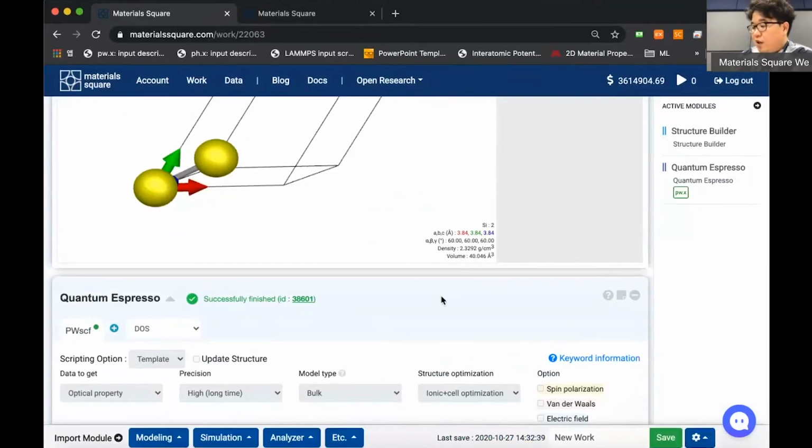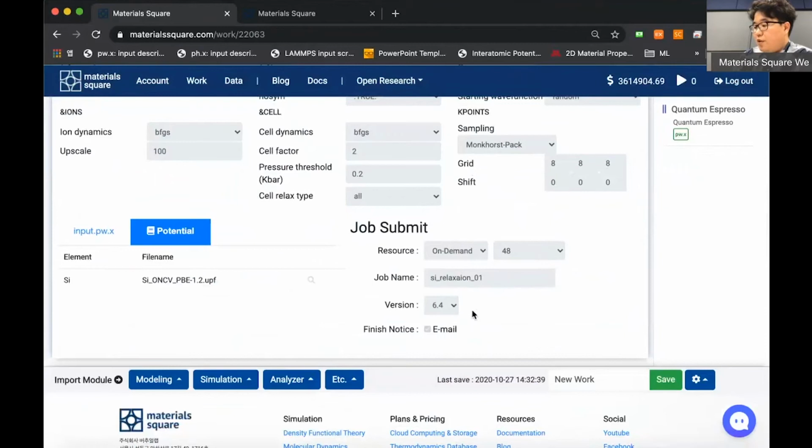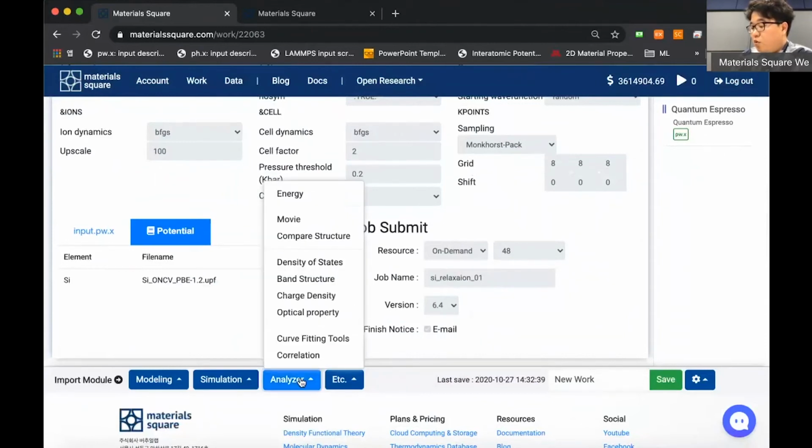So press update status. You can find it successfully finished. Okay, so relaxation is done. But I want to check that this structure is properly relaxed. So I want to show one more thing. I want to see the structure comparison.